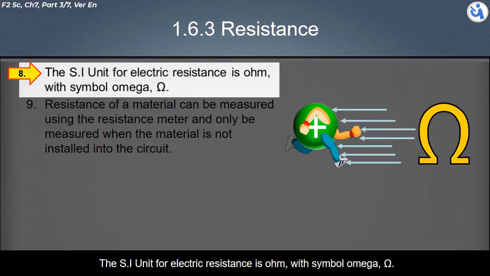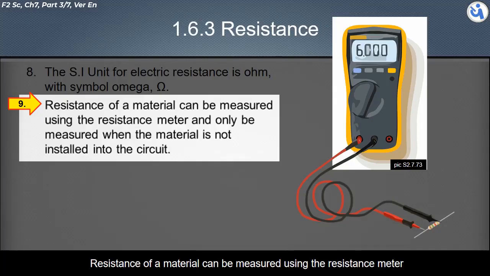The SI unit for electric resistance is ohm, with the symbol omega. The resistance of a material can be measured using a resistance meter, and can only be measured when the material is not installed into the circuit. Because if the resistance of a resistor is measured in an installed circuit, the resistance from the wire and the internal resistance from the voltage source will influence the reading, and an inaccurate reading will be displayed.